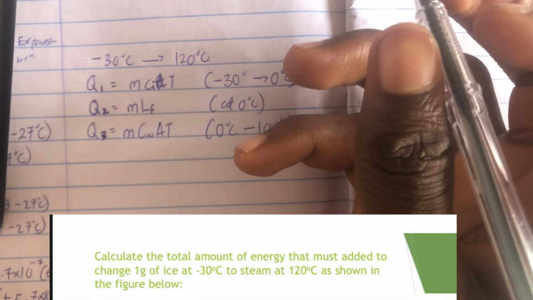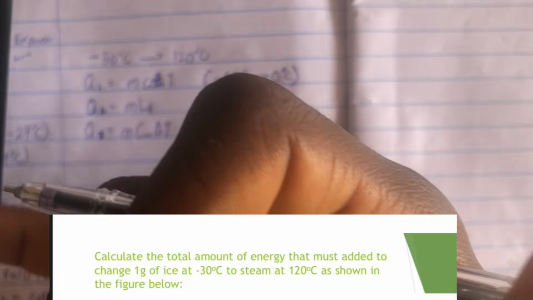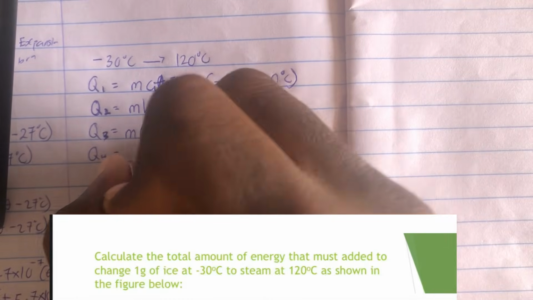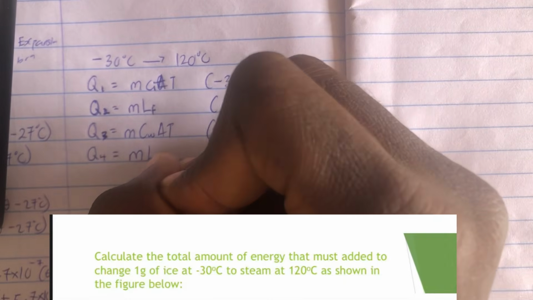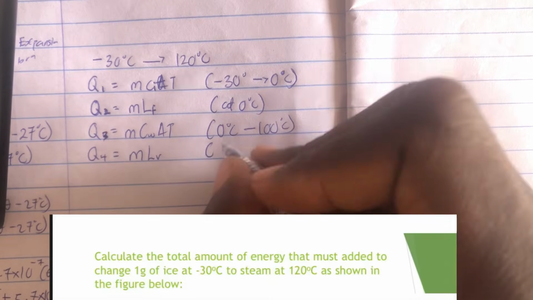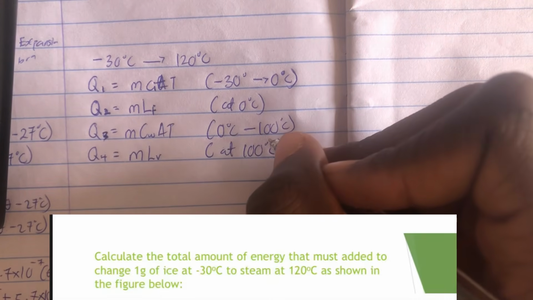So when it has moved from 0 degrees Celsius to 100 degrees Celsius, at 100 degrees Celsius, phase change also occurs. So phase change occurs at 0 degrees Celsius, and it occurs at 100 degrees Celsius. So at 100 degrees Celsius, the latent heat here is latent heat of vaporization, because the water is vaporizing from liquid to gas.